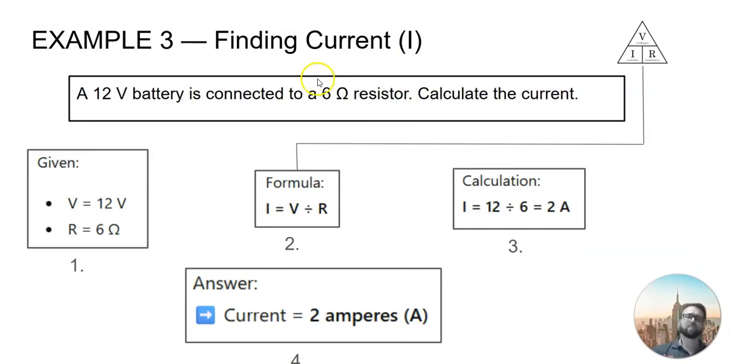But let's have a look at this example. What was given to us, guys? So, voltage was 12 volts. A 12-volt battery is connected to a 6 ohm resistor. So our resistor is 6 ohm. What are we going to find out? The third one. So we're finding current. Okay. So looking at our formula, the formula that we're going to utilize is current equals voltage divided by resistance. So our calculation would be I equals 12 divided by 6. Gives us 2 amps. So our answer in this case is current equals 2 amperes, or A for amperes.